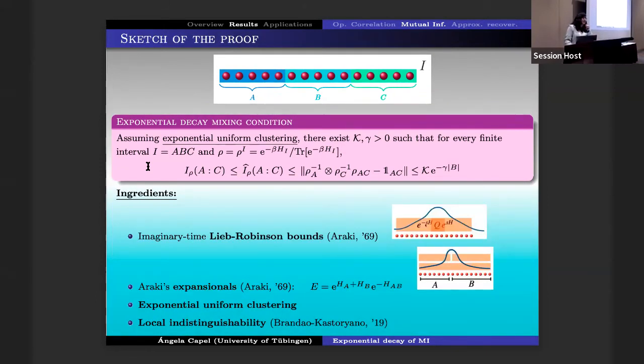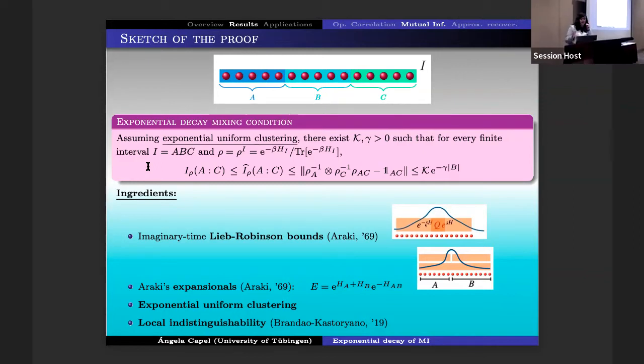Good, so of course I cannot present the whole proof of the result here, but I can give you an intuition on the main tools that we are using because I think it's cool, I think they're pretty useful. And the main ingredients that we are using here are, first of all, imaginary time Lieb-Robinson bounds that are also due to Araki in his paper of 69.